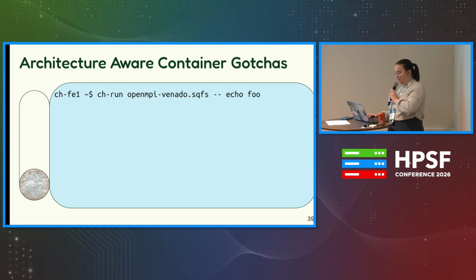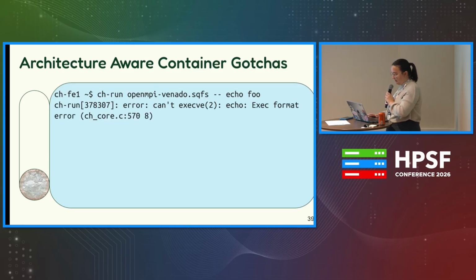For example, this is an example of running an Open MPI container that was built on LANL's Venado system, but we're doing it on Tacoma, and there are different architectures. And you get this fun error message. Did that get fixed to be more descriptive, or is that still an issue?